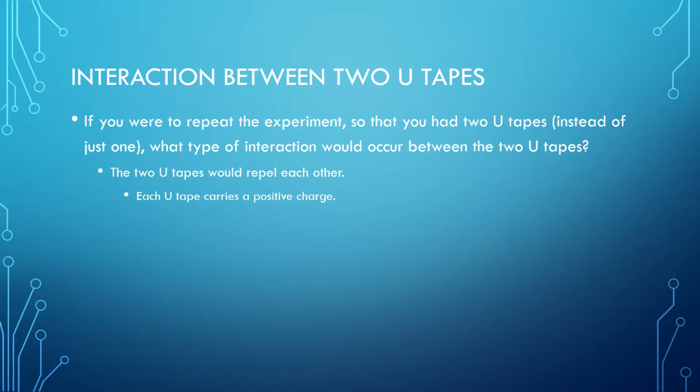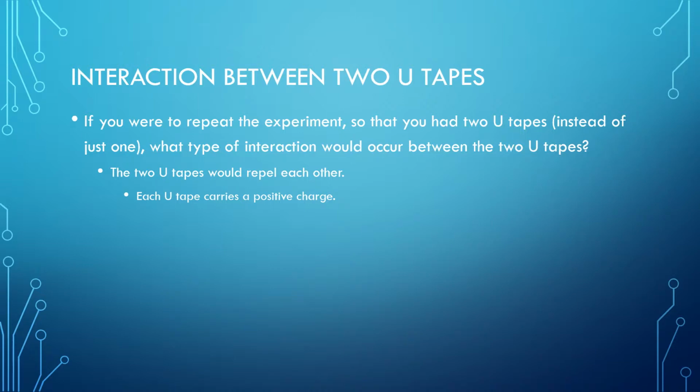That being said, if one of the U-tapes was to interact with a negatively charged object, like a plastic pen, and the U-tape was carrying a positive charge, it would be attracted to that object. If the tape was negative, then the U-tape and the plastic pen would repel each other since they carried the same type of charge. After having the U-tape interact with an object known to have a negative charge, it can be determined that the U-tape carries a positive charge.